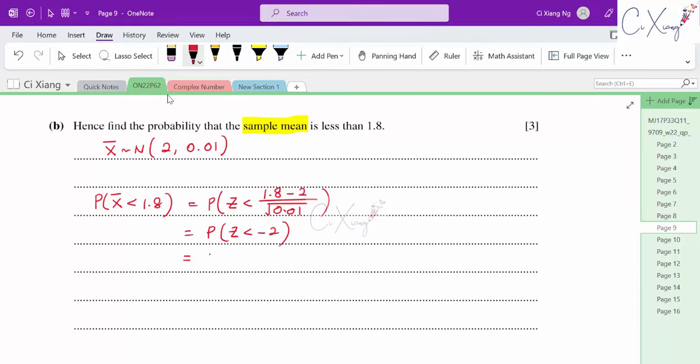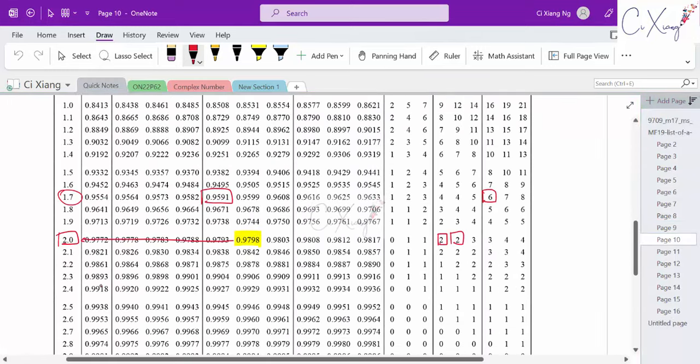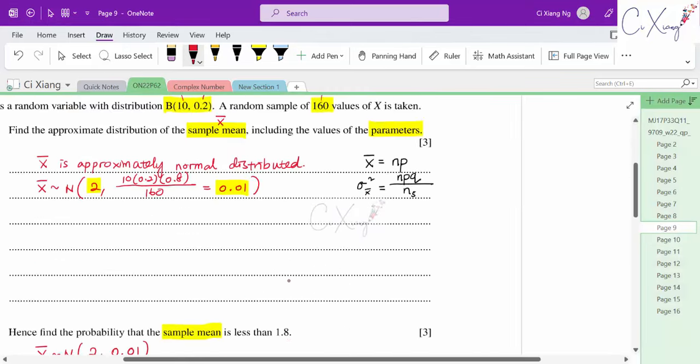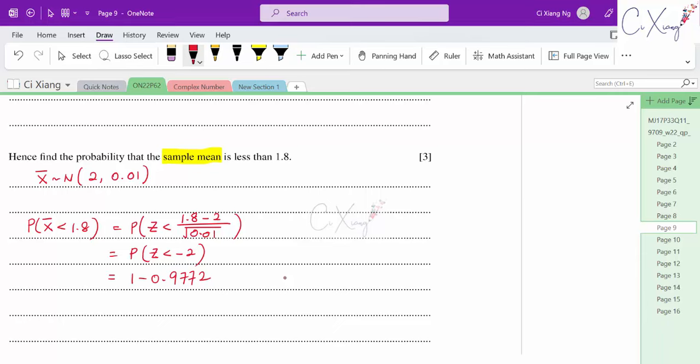To get the area for Z smaller than -2, you have to take 1 minus Z smaller than 2. So again, we go back to our normal distribution table and look for the value of 2 here. So 2.0 is this one, and the value that we get should be 0.9772. So we go back to part B. I have to take 1 minus 0.9772, and from here I get 0.0228.